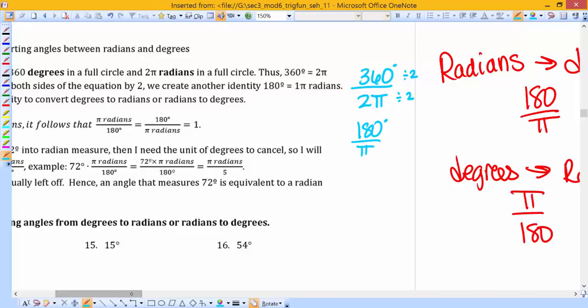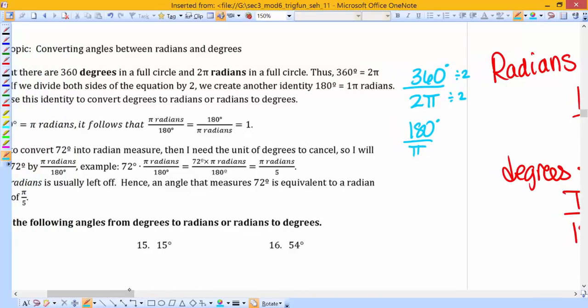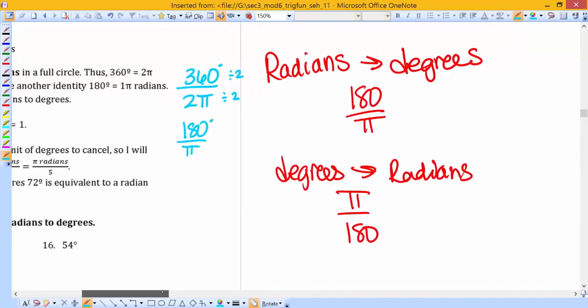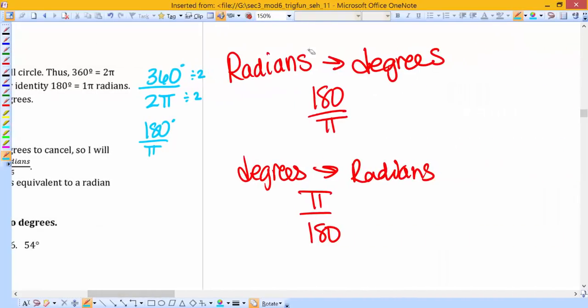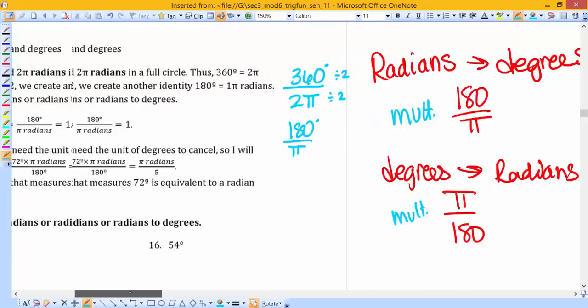This ratio will help us convert from radians to degrees and degrees to radians and vice versa. I will be using both of these. So if I want to go from radians to degrees, I will multiply my radian by 180 over pi. If I want to go from degrees to radians, I will multiply my degrees by pi over 180. So I'm going to keep using that ratio. The ratio works because they are equivalent and they give me 1. When I multiply these two together, I get 1, which is what it's talking about back here.